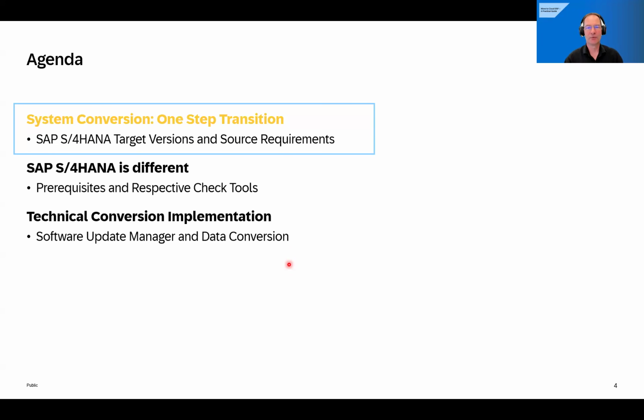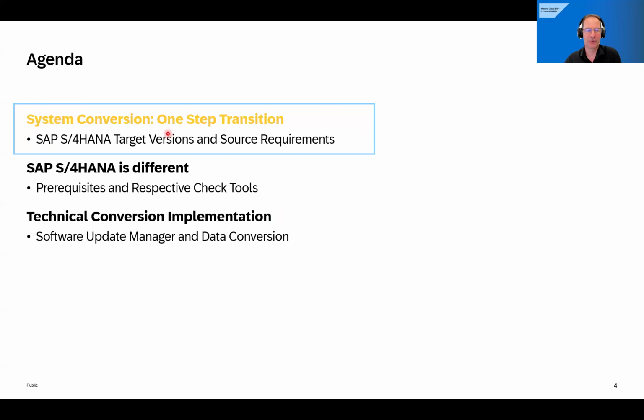Today, the agenda for you contains 3 sections. We start with the system conversion as a one-step transition, one scenario out of 3, and we have a look at the S/4HANA target versions and the source requirements, the source system to be converted to SAP S/4HANA. Afterwards, we'll have a look why it is important to note that SAP S/4HANA is different to the source system, SAP ERP. And then finally, we'll have a look at the technical conversion implementation, where the software update manager or some tool is relevant, and data conversion will be discussed.